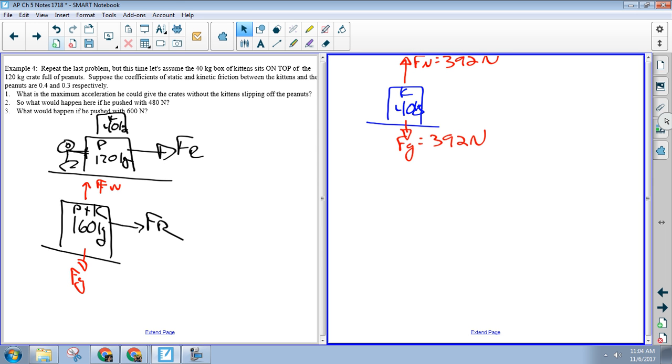And what? Friction, between the kittens and the peanuts, right? Okay, so assuming that the kittens do not slide across the top of the peanut box, in which direction will the force of friction act? I see people pointing 2 different directions.